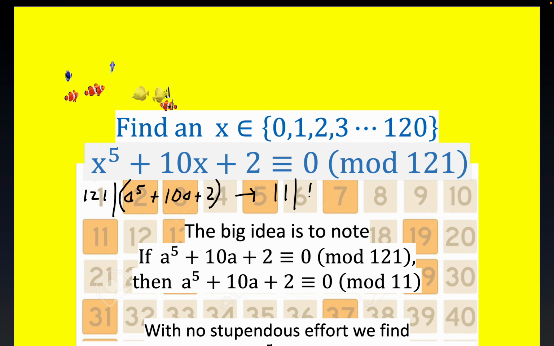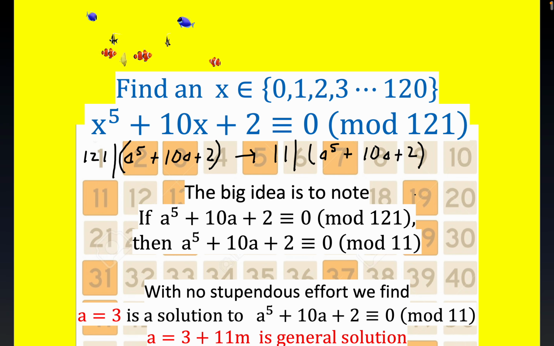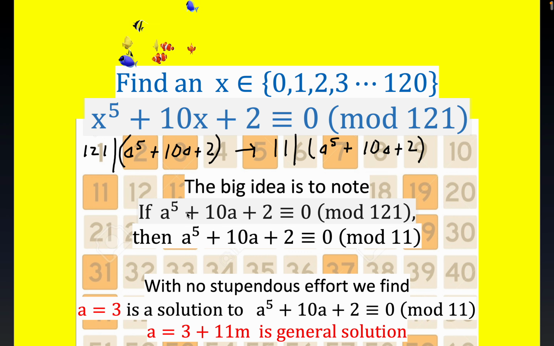It's just the transitivity of dividing. Divisibility is transitive, is the way to say it. So this is very powerful, actually, because it cuts down the amount of work we have to do substantially. Again, if 121 is a divisor of this solution expression, since 11 divides 121, this A would be a solution to this congruence also.